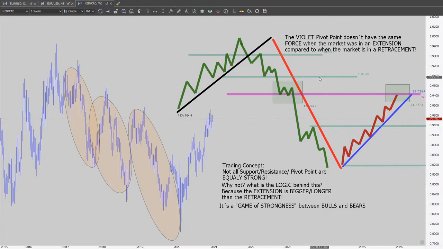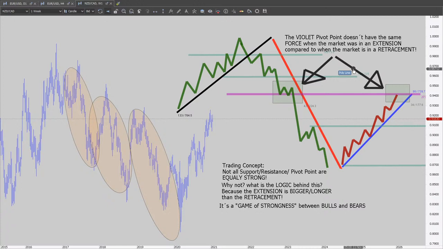So this is the learning part, talking about awareness. You need to get conscious. You must understand that this is the same pivot point: the same pivot point on the daily, the 1 hour, 2 hour, 4 hour chart, the weekly, and the monthly. Where is it stronger? Is it stronger in an extension or in a retracement? Everybody? Retracement.